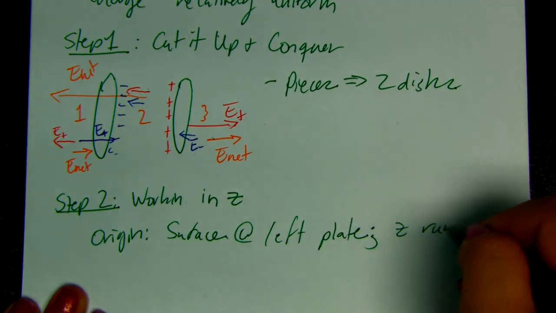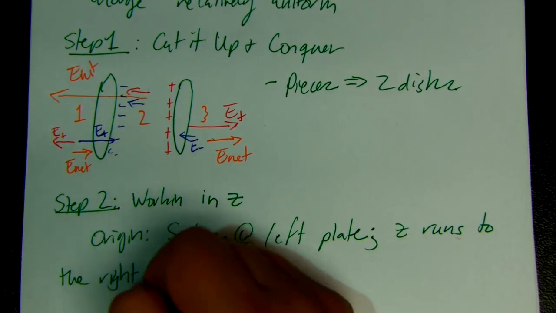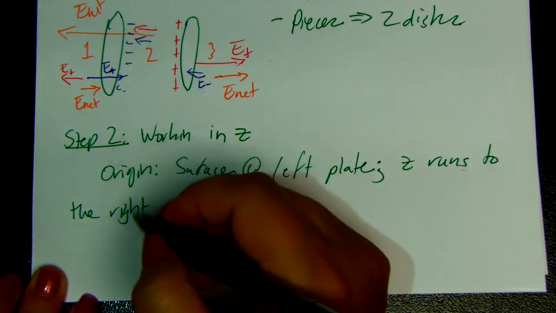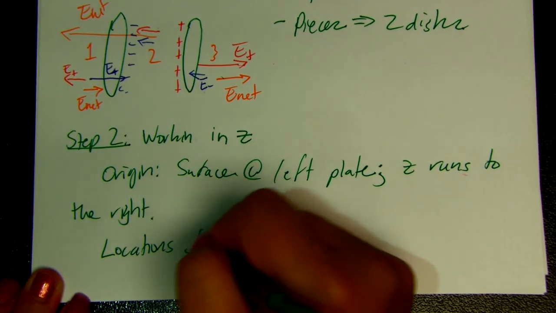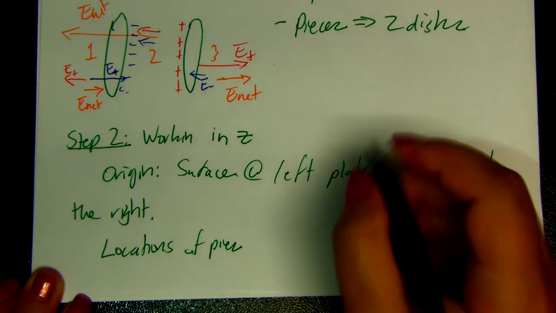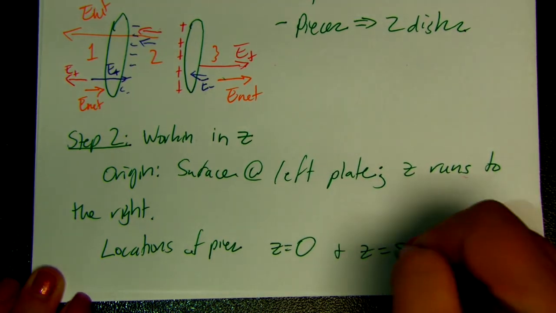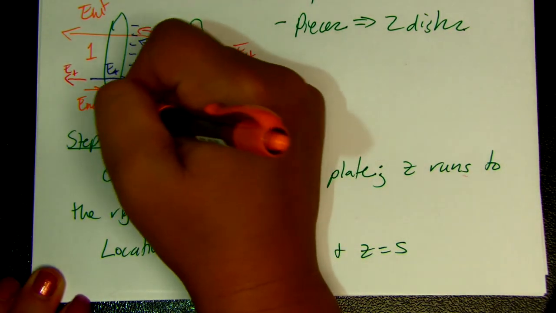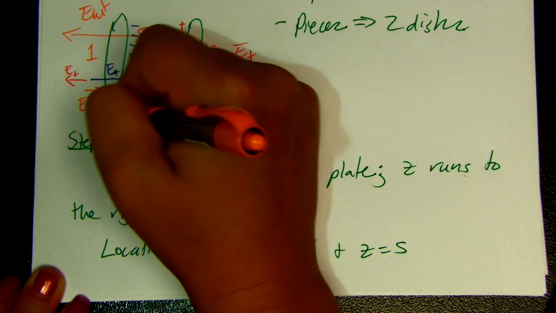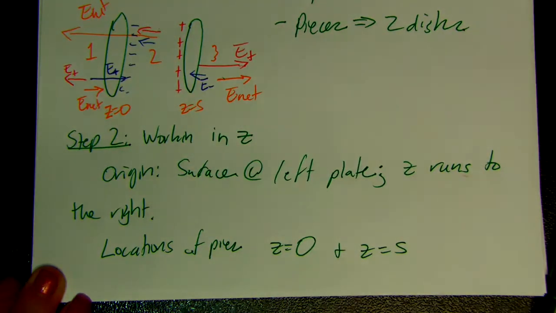And Z runs to the right. And the locations of the pieces are Z equals 0 and Z equals S. So in terms of drawing this, this is Z equals 0 and Z equals S. Okay?